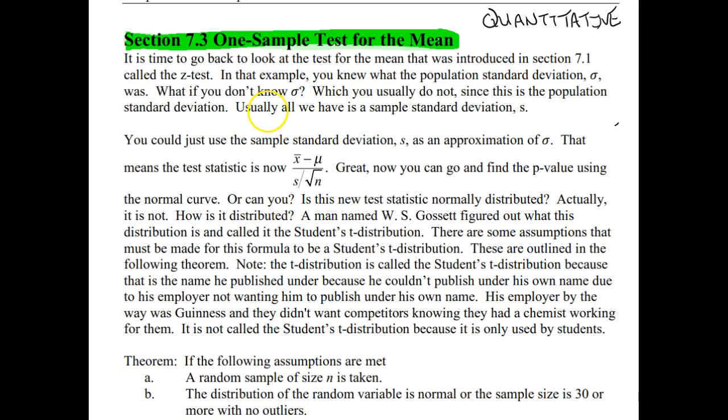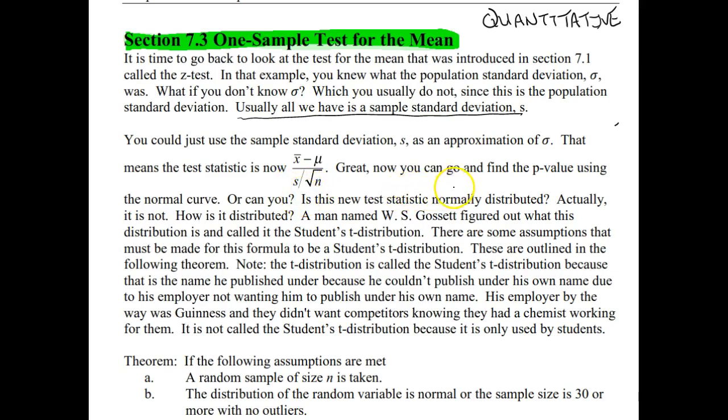But most of the time we don't know the value of sigma, and it turns out in that case that the normal distribution doesn't quite give us the right probabilities. So usually we do not know the value of sigma since it's the population standard deviation. So usually all we have is a sample standard deviation, which is the value of S. So you could just use the sample standard deviation as an approximation of sigma. So that means we'd get this new test statistic of x bar minus mu, and instead of sigma over root n in the denominator, we would have S over root n.